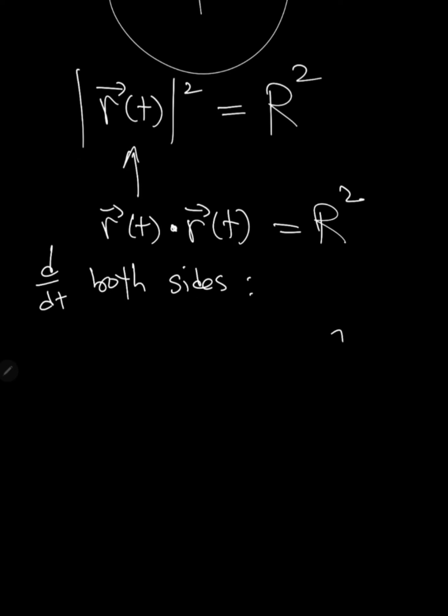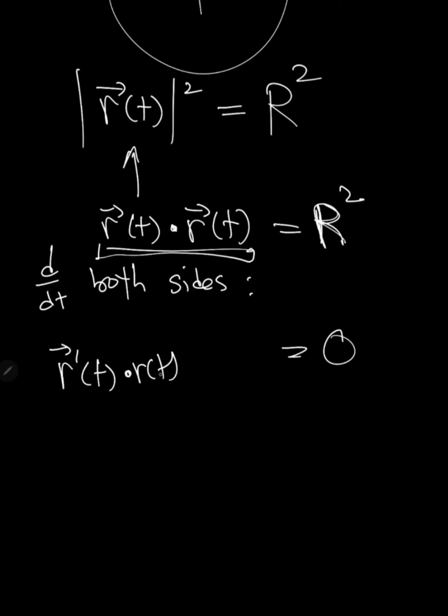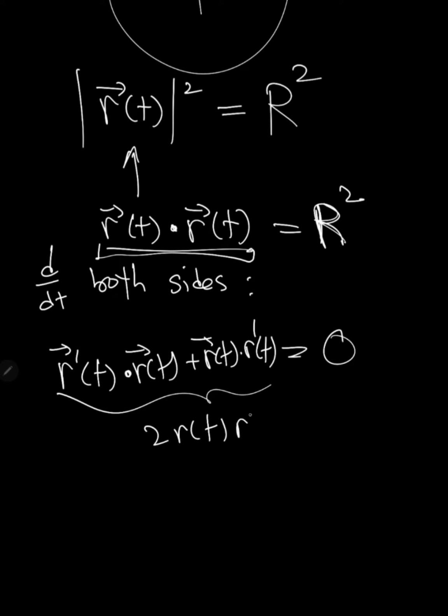Now I'm going to get 0 on the right-hand side, because that's just a number. And what's going to happen on the left-hand side? Well, we're going to get r prime of t, and then we'll talk about this formally in a second, dot r of t, plus r of t dot r prime of t. All right, product rule. This is 2 r of t dot r prime of t. And again, that's equal to 0.